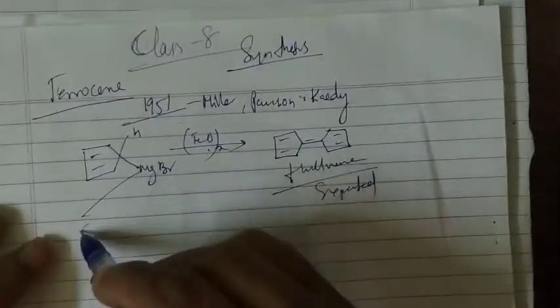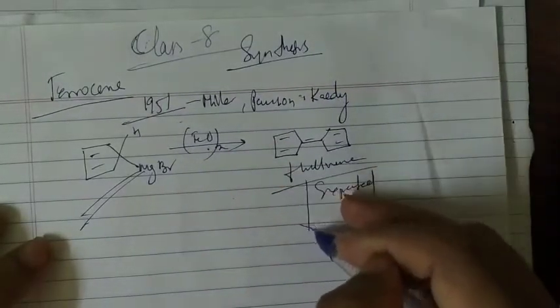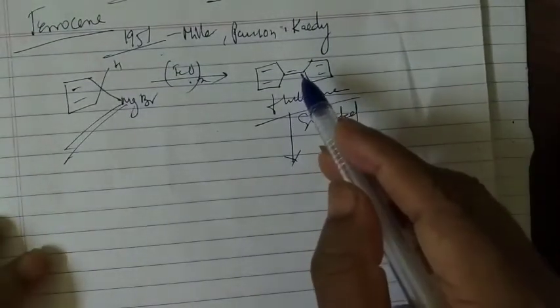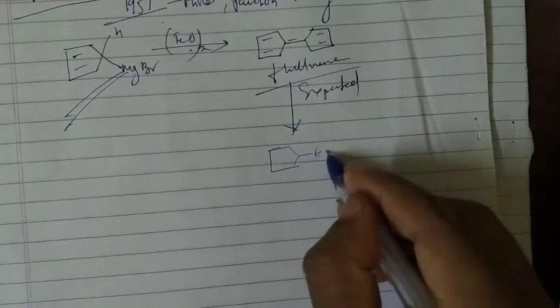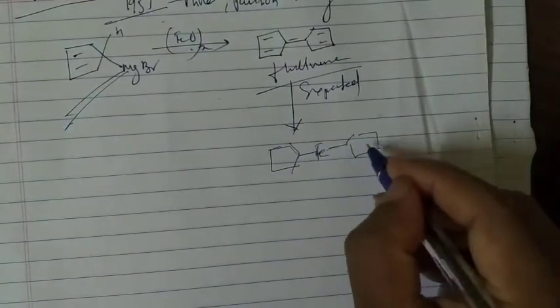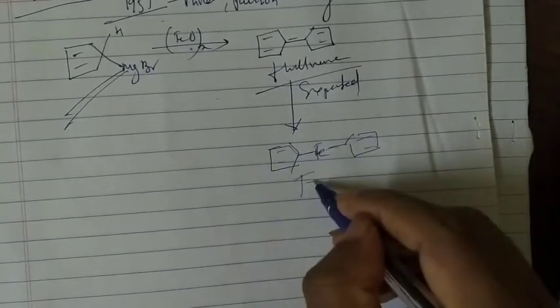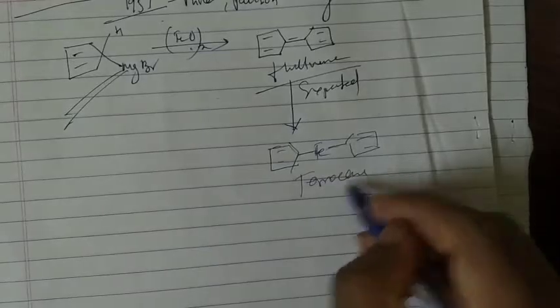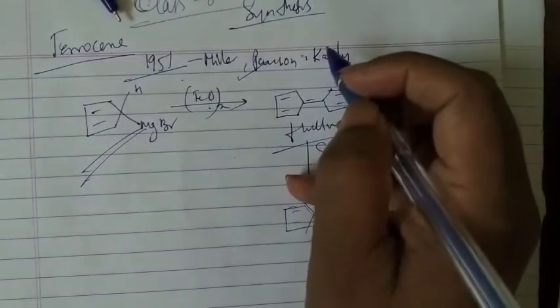So by taking this Grignard's reagent and treating it with iron chloride, they expected this compound, but fortunately, instead of fulvene, they got this compound, with Fe in the middle. This was the compound they observed, and this is called ferrocene. This is how the first preparation of ferrocene by Kealy and Pauson was reported.